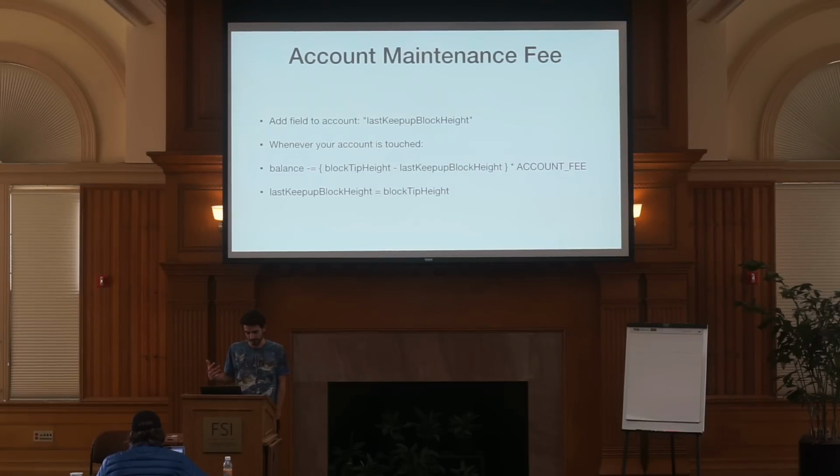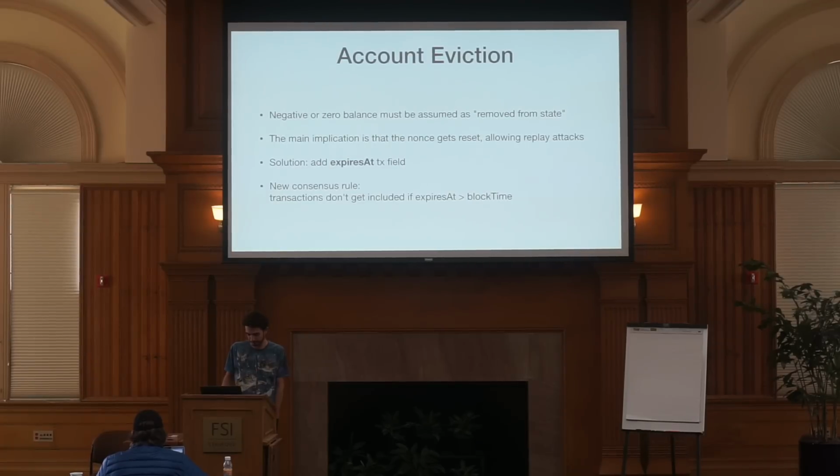So the account maintenance fee, I find that it may be independent of the contract maintenance fees. I think that it is pretty simple. I'm not going to explain it again because we already saw this about 3 times. I learned about the account eviction, how we should add this expires-at TX field. It would be interesting to encode this into the nonce, but I think that may break some stuff.